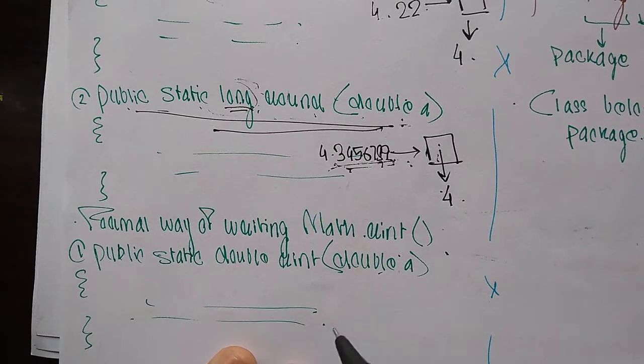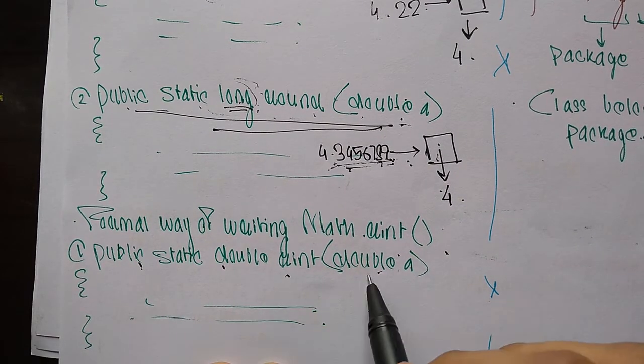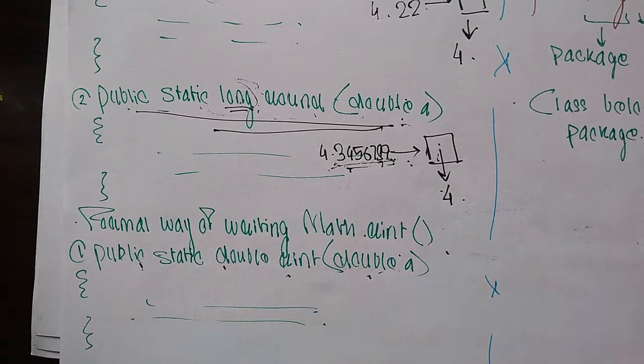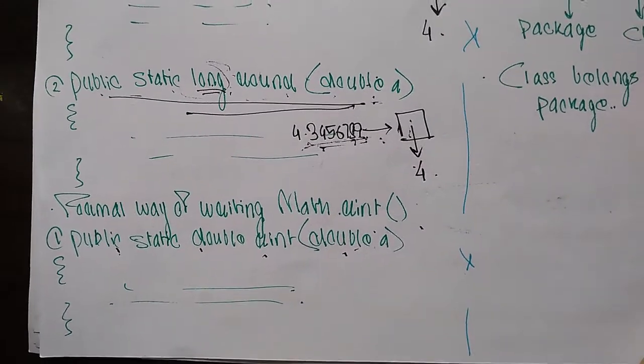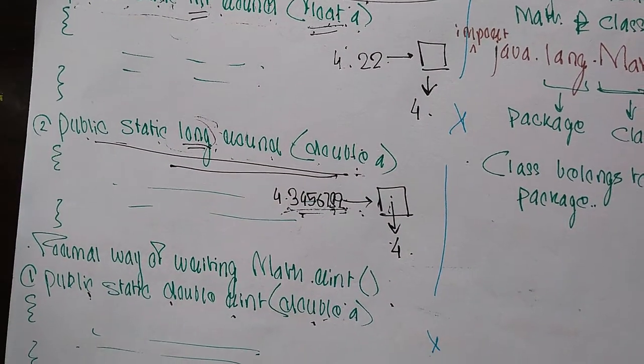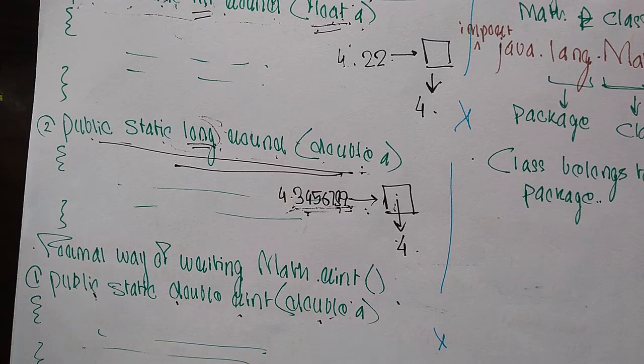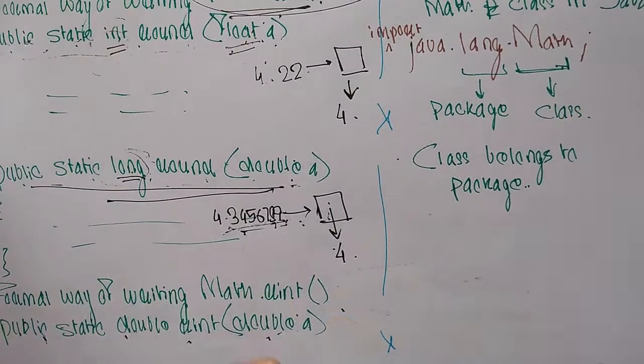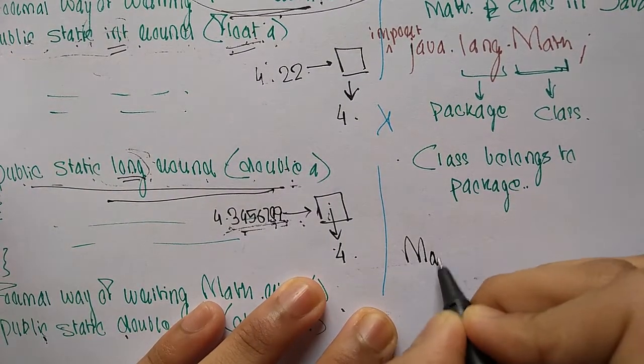Now what is the way of writing math.rint? The actual way of writing it is public static double rint. We don't need to get into what this means. I just put this for extra information, because there's a confusion: are math.round and math.rint actually methods? No. So let's answer the question, what exactly is math.round and math.rint?